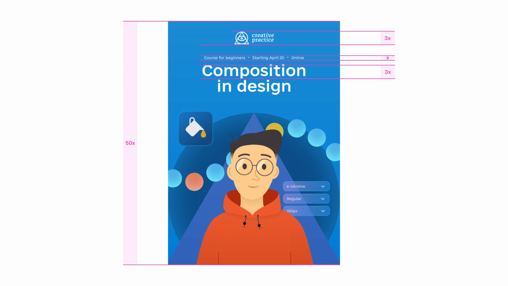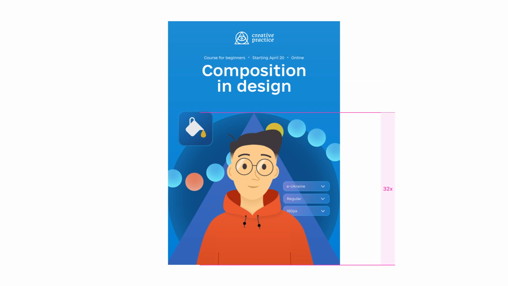For instance, the font size of the course for beginners inscription is related to the composition inscription, and the circle in the background is proportional to the font size. Additionally, the large circle on the background is proportional to the smaller circles.